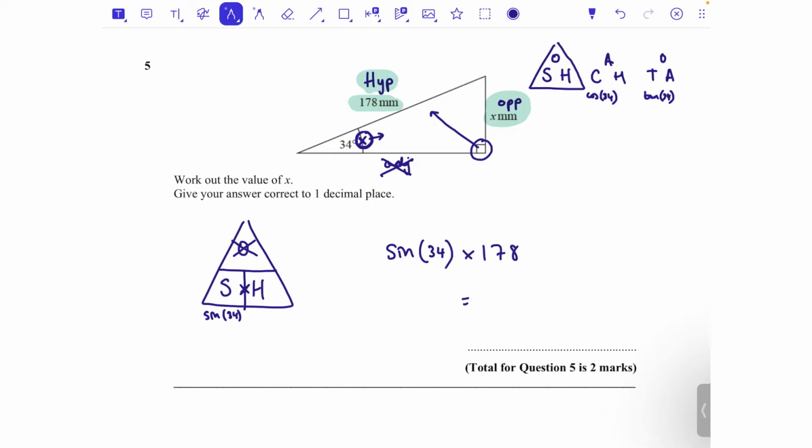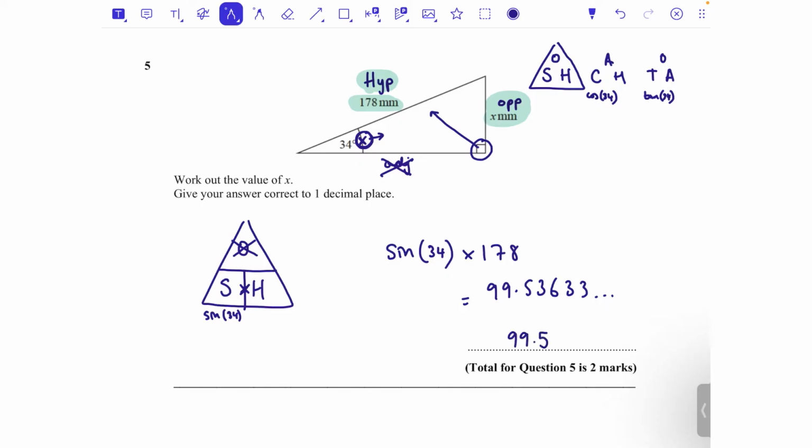I'm just going to type that in my calculator. And that is 99.53633. I always like to write what is on my calculator to a good few decimal places, and then I'll round it on the answer line. So it says to 1 decimal place, so that's going to be 99.5.